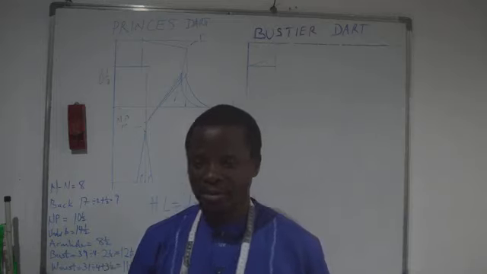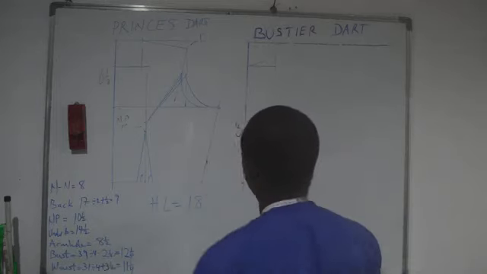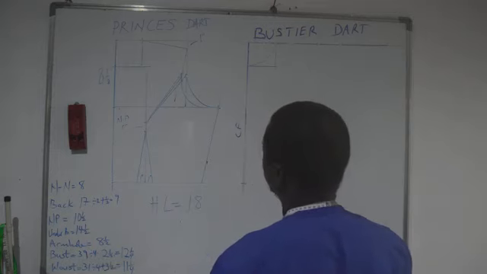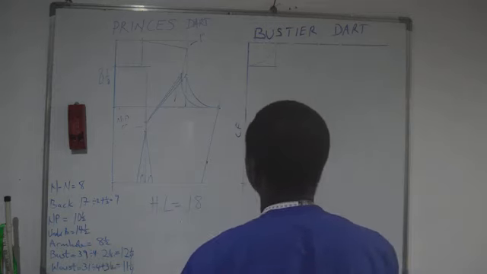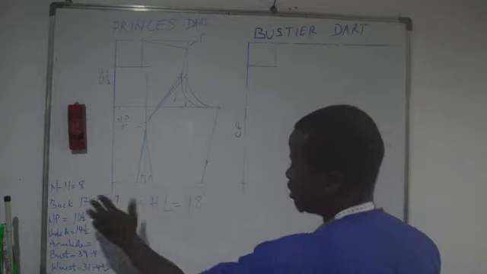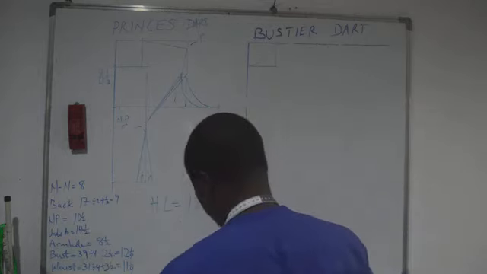My name is Wally. Today we are going to be talking about how to construct a bustier dart. Now to construct a bustier dart, we first of all need to get our basic body ready, and these are the measurements we are going to be using for the basic body.